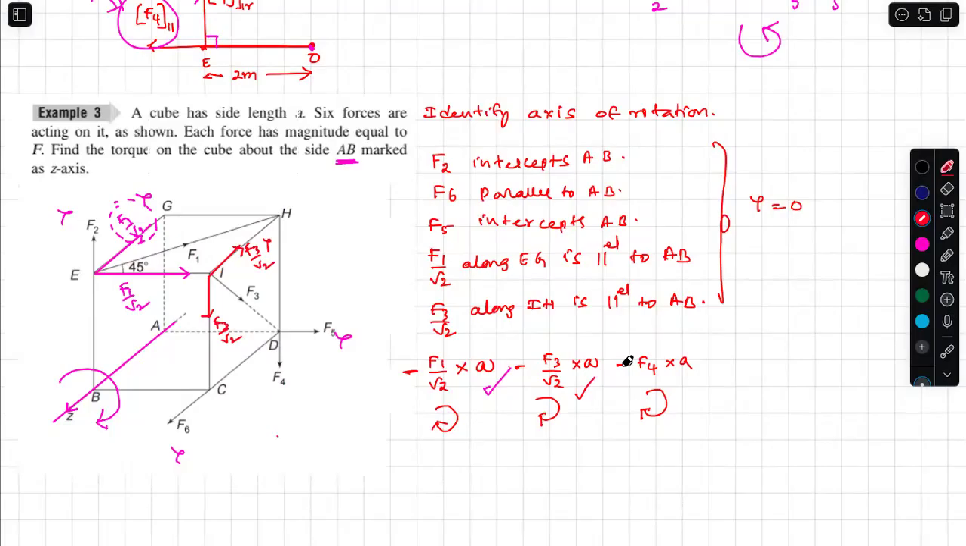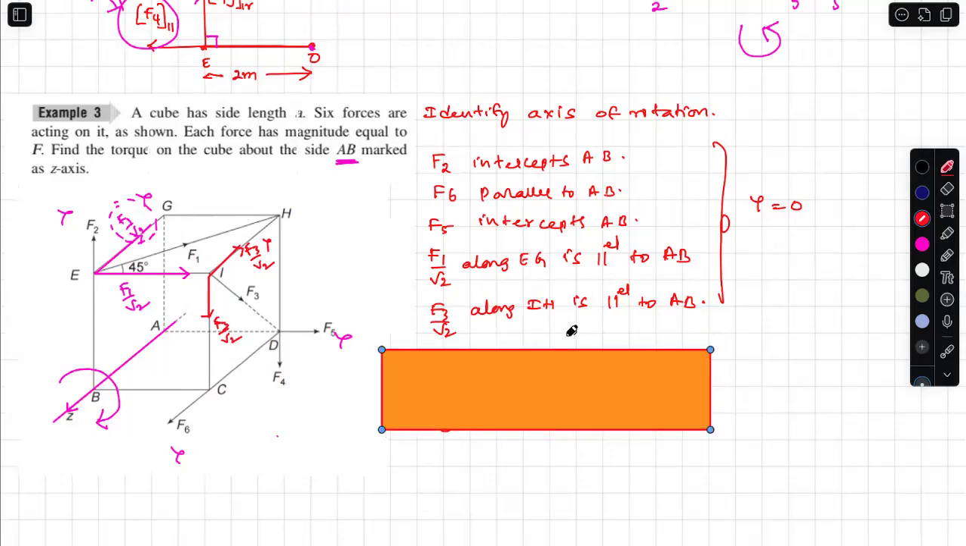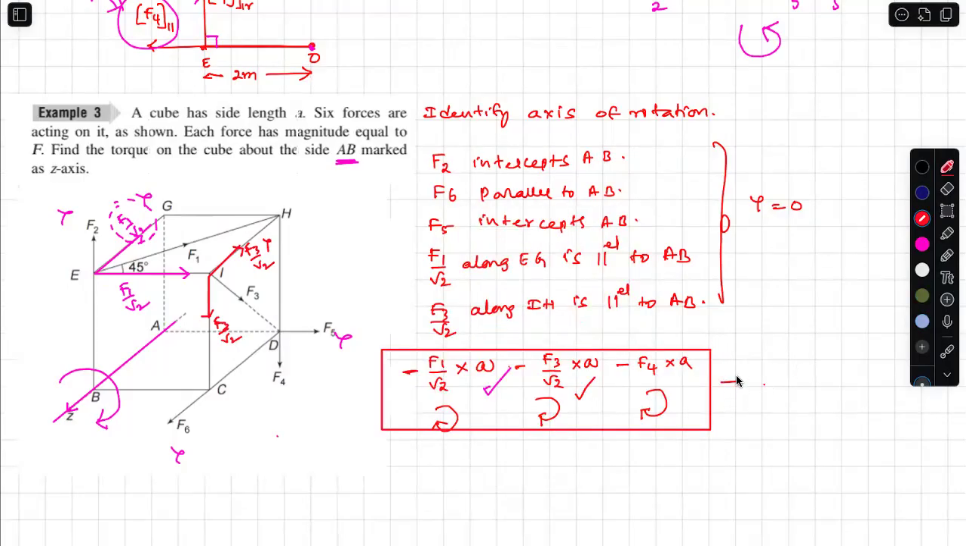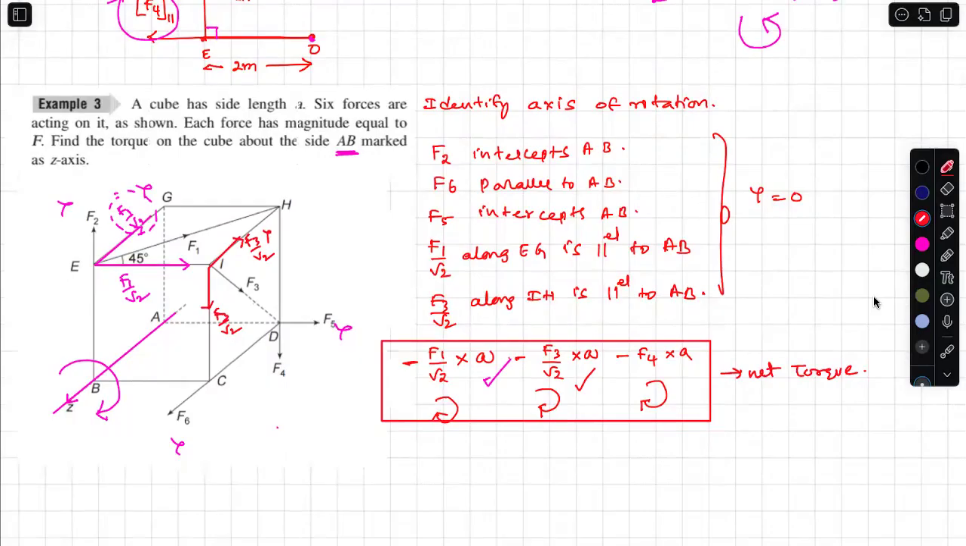What else is left here? F4. F4 is the only pakka confident force, which is strictly perpendicular to AD. So AD is the force arm, F4 is the force. But again, the sense of rotation of F4 is clockwise. So minus F4 times A. Right. This is the net torque. The net torque is negative, which means the sense of rotation is clockwise and the vector is into the plane of the paper. Any doubts? Am I teaching fundamentals only?